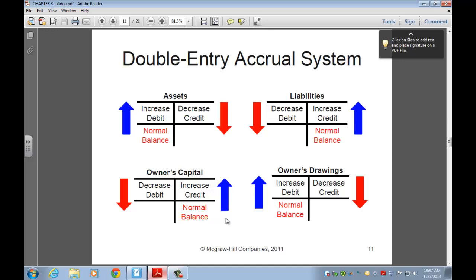Liabilities and owner's capital have both the same credit balance. Increases are represented by credits, decreases are represented by debits. Owner's drawings, on the other hand, is contrary to owner's capital. If an owner draws on their account, an increase in this account would be denoted by a debit, and a decrease by a credit. So owner's drawings has a normal balance of a debit.